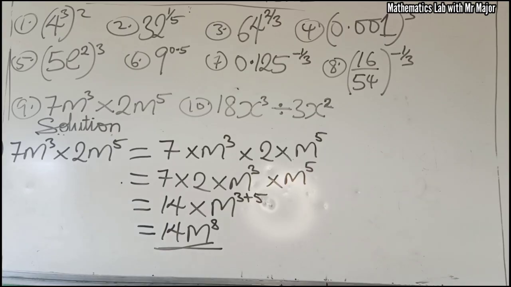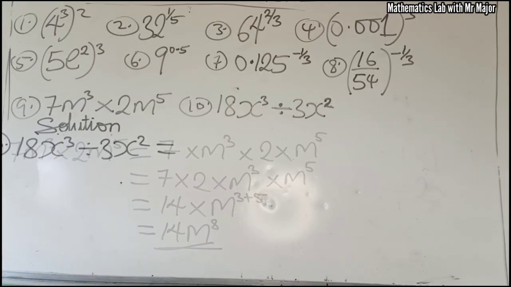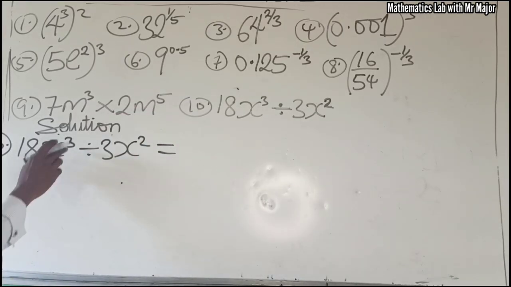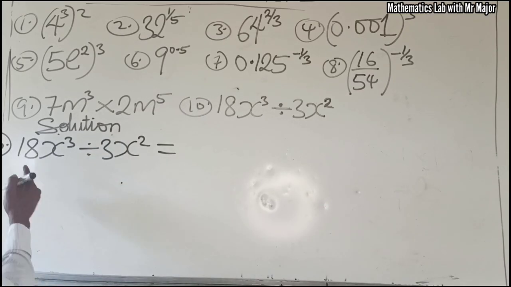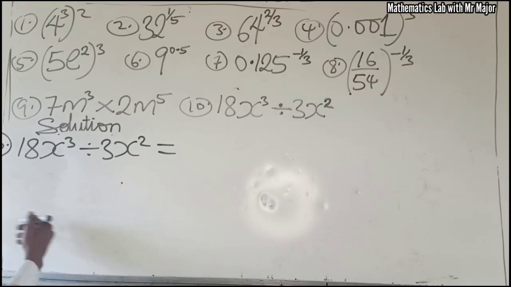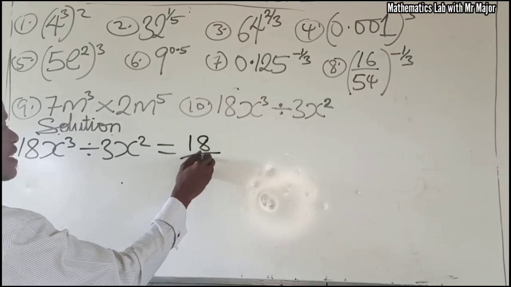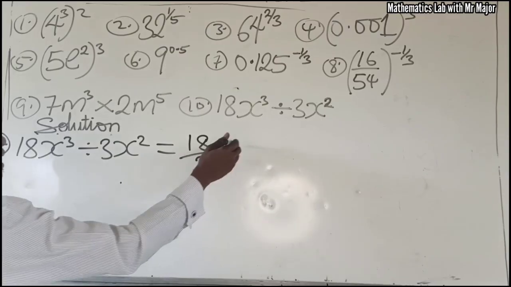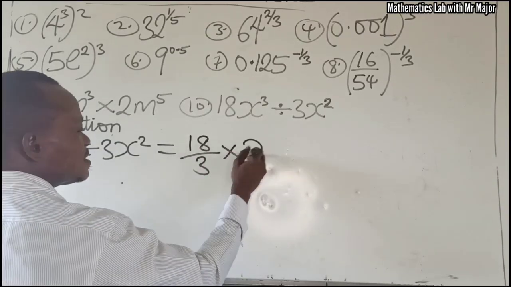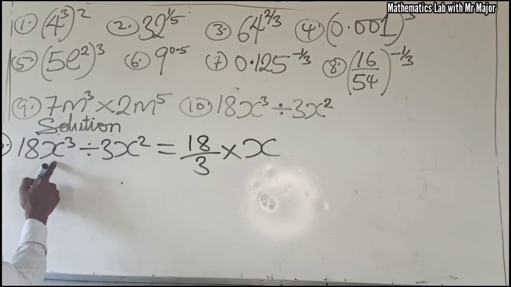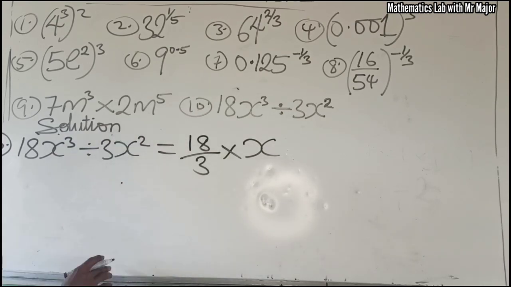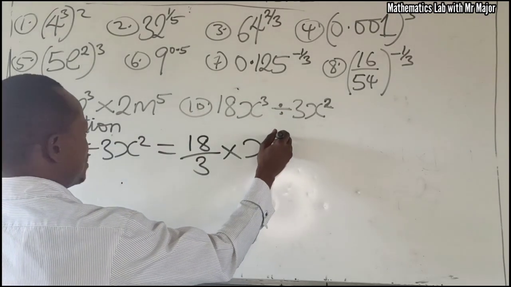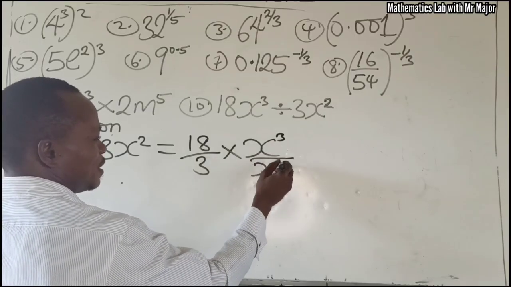We will look at the last biscuit for today. Now, the last biscuit, number 10, is 18x raised to power 3 divided by 3x raised to power 2. This is the same thing. See, we take the numbers first. So that would be 18 divided by 3. Then times x raised to power 3 divided by x raised to power 2.